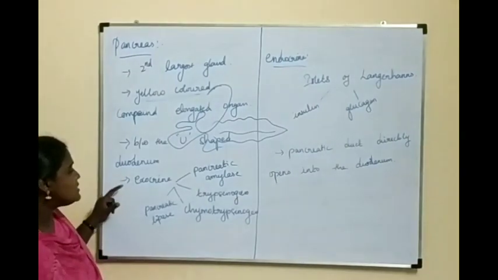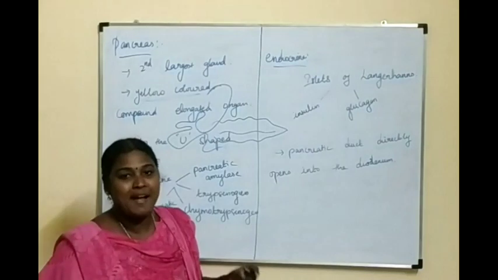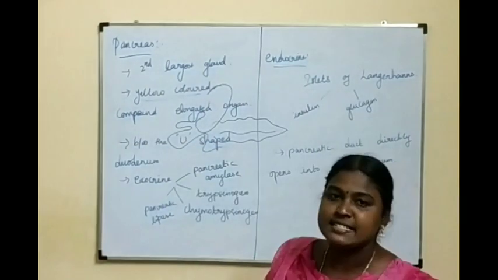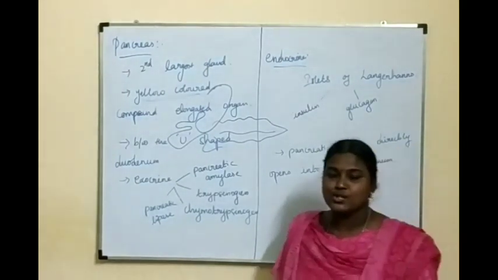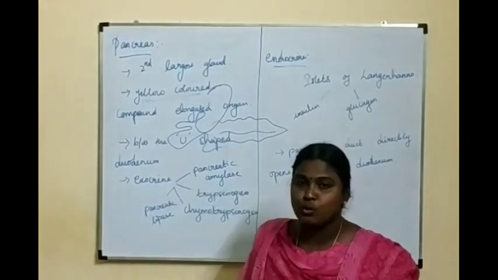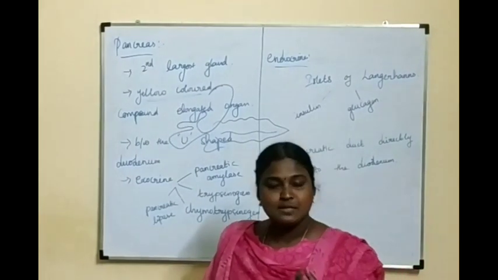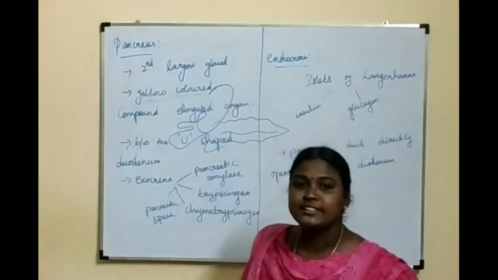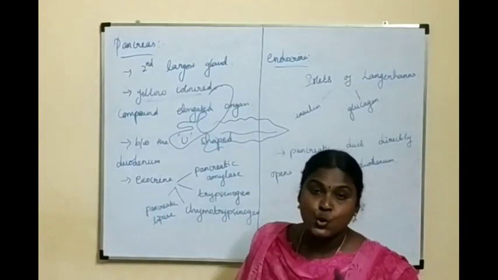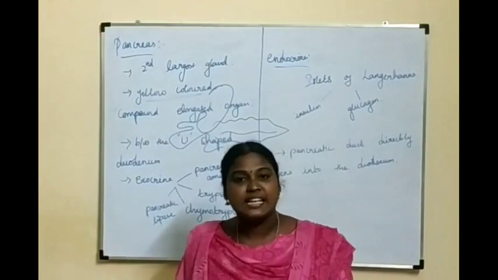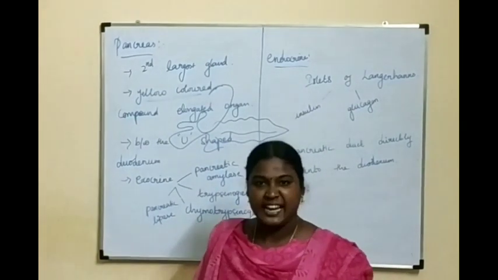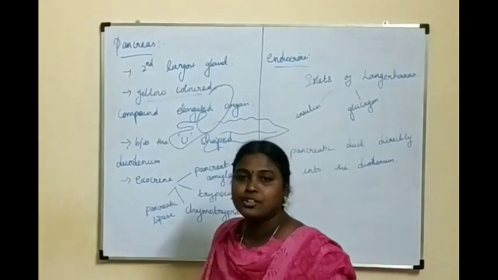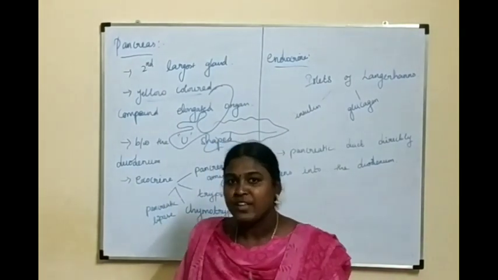Okay, next, what is the main function? The pancreas we call the dual gland. Why is it called the dual gland? It secretes exocrine and endocrine. Okay, what is exocrine? Exocrine is nothing but the production of enzymes with the need of a duct. Okay, what is endocrine? It is ductless. There is no need for a duct, but it secretes hormones. That is called endocrine. So both are secreted by the pancreas. So the pancreas is called the dual gland.